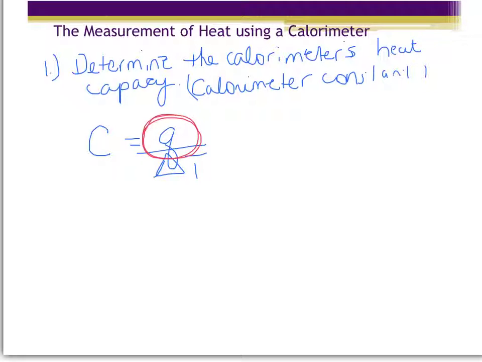Now, when we determine the calorimeter constant, we calibrate the calorimeter in a way that we can actually know what the heat input is going to be. We do this calibration for a known heat input, and we can do that in a couple of different ways. The first way is by using the combustion of a standard or known substance like benzoic acid.